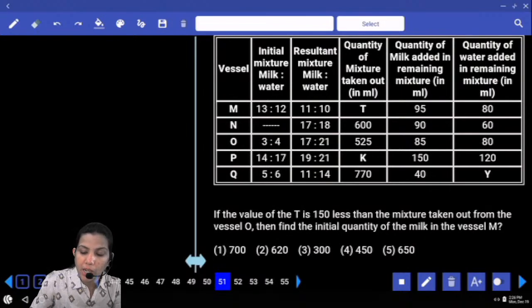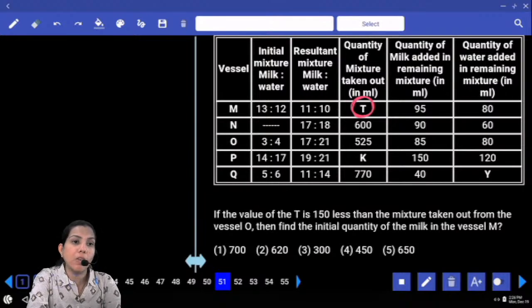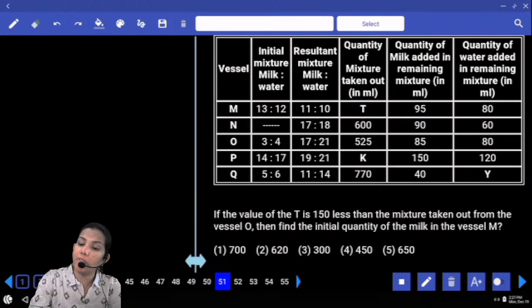Next, question number 51. It is a model we know, but look carefully. Question number 51. If the value of T is a variable here. What does this T mean? Quantity of mixture taken T. That is 150 less than the mixture taken out from the vessel O. What is vessel O taken out value? Vessel O taken out 525. Do you see it? Compared to 525, how much less is T? 150. Definitely, what is the T value for this question?